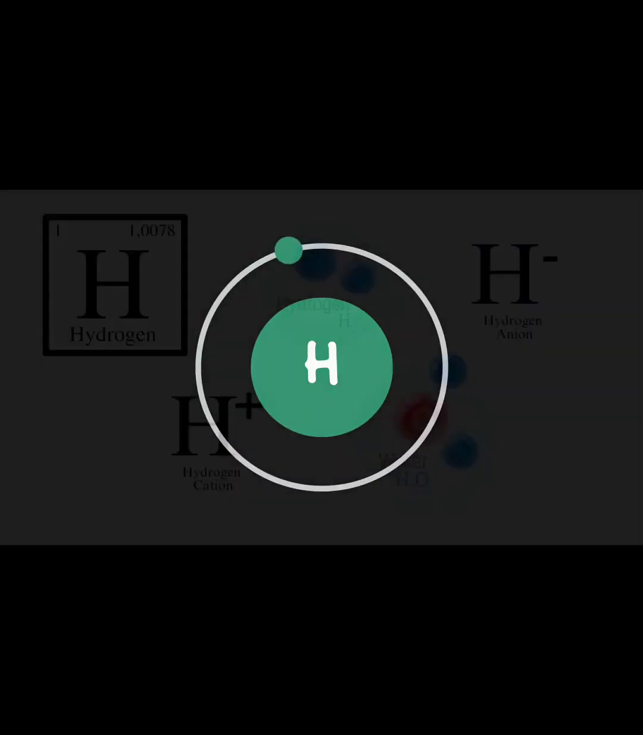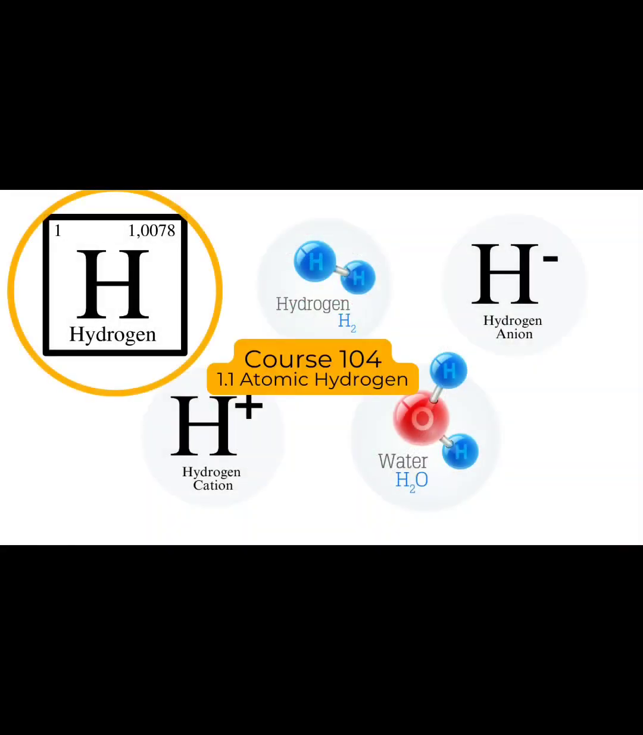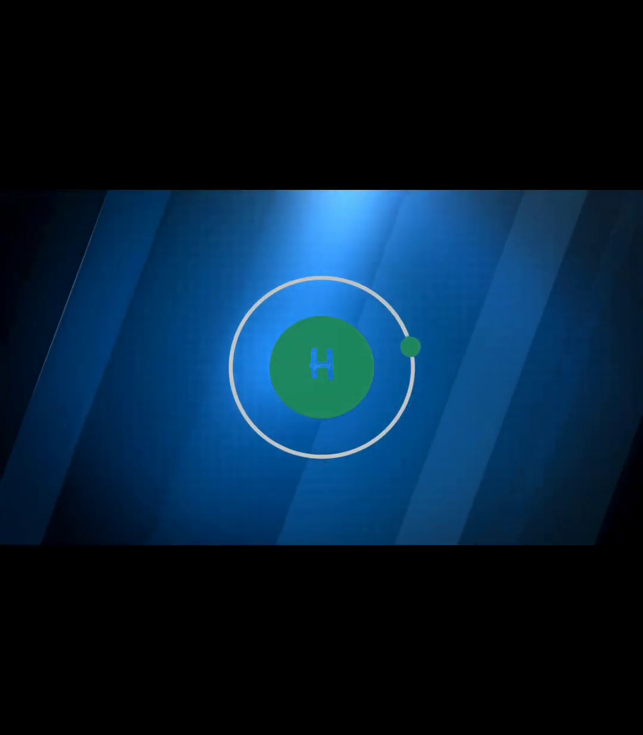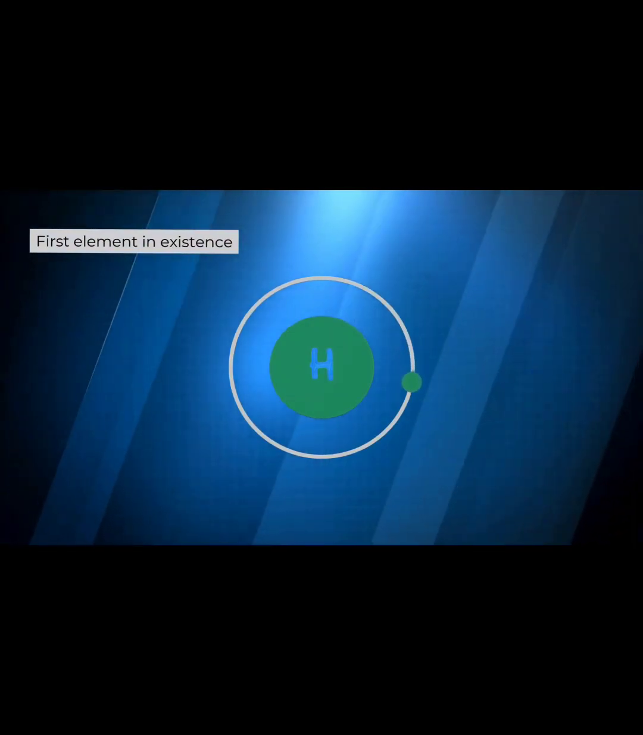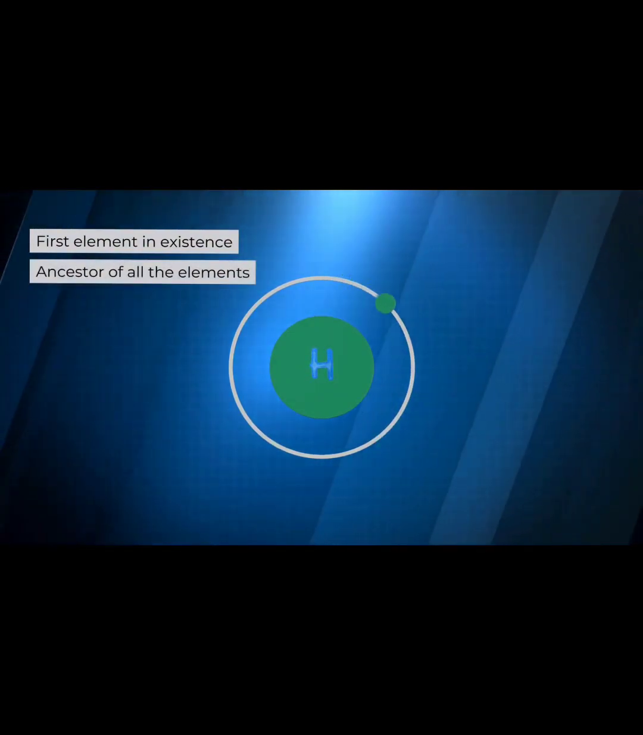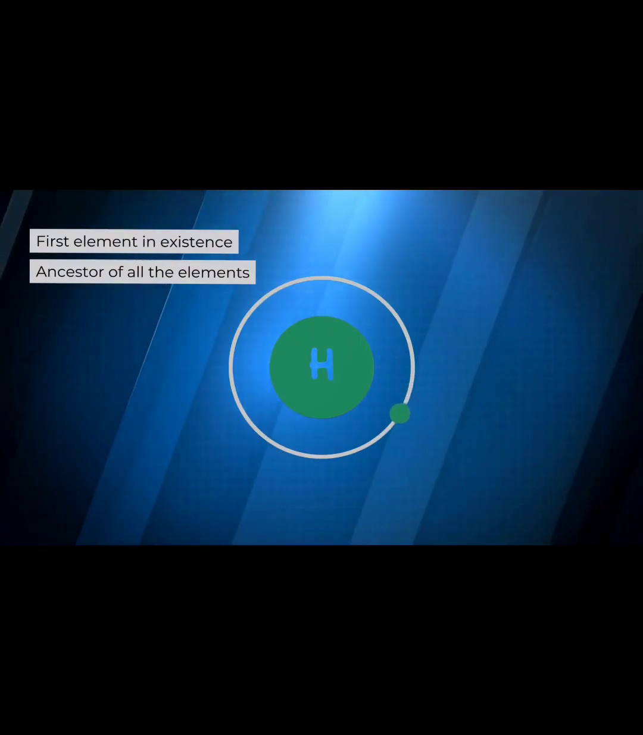Let's start with elemental hydrogen, or atomic hydrogen. Atomic hydrogen, or the hydrogen atom, was the first element in existence and can be considered the ancestor of all the elements. Accordingly, it is the first element on the periodic table of elements.